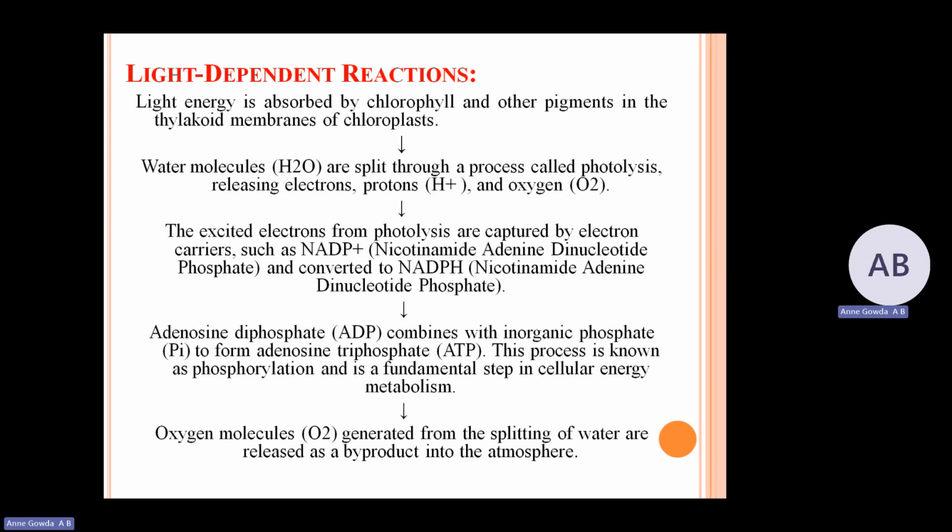Okay, and this O2 which was generated will be released, and the ATP and NADPH will be made use of by the light independent reactions for the generation of sugars. That is what is shown in this complete diagram, which is a flow chart.